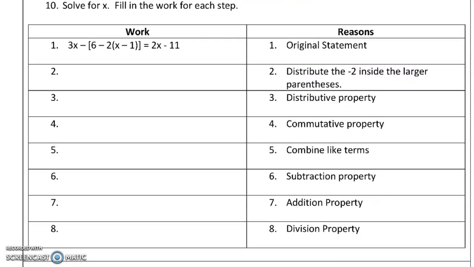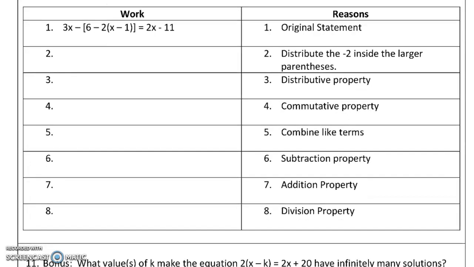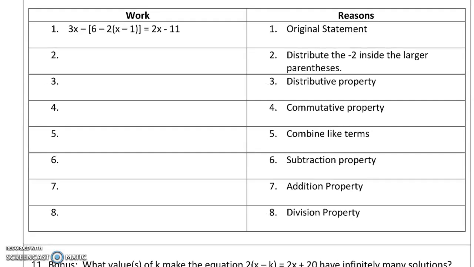For number 10, we're using their instructions to solve our equation. The first one's given to us. The second one says distribute the negative 2. I get 3x minus 6 minus 2x. Negative 2 times negative 1 makes a positive 2. 2x minus 11.